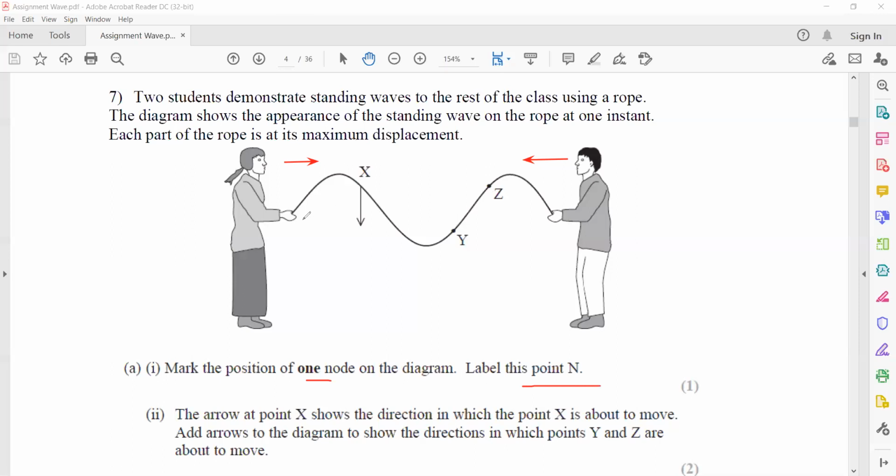Basically, this is how it will produce a standing wave. Maximum displacement is called an antinode and the minimum displacement is called a node. Then antinode, then node. But we have to mark only one node on the diagram.